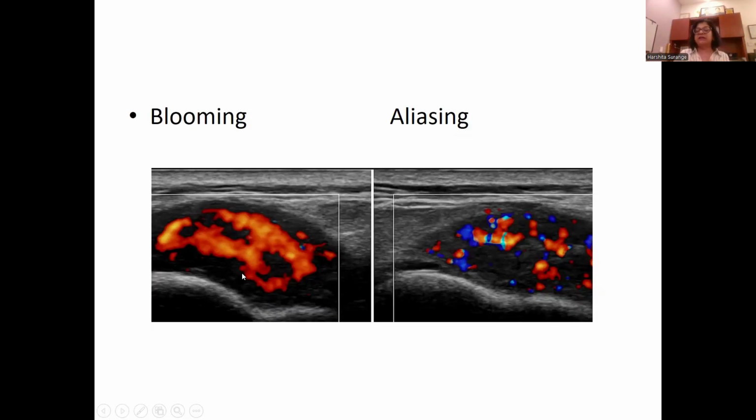And what is aliasing? Aliasing is when the PRF, pulse repetition frequency, is too low. There is mixing of colors. The arterial and the venous flow all get mixed together, and that is aliasing of the flow. So this can be controlled by PRF. You should ensure that the PRF is adequate when you're doing low flow ultrasound or MSK ultrasound. Typically, your PRF should be anything between 3 and 5. Okay.